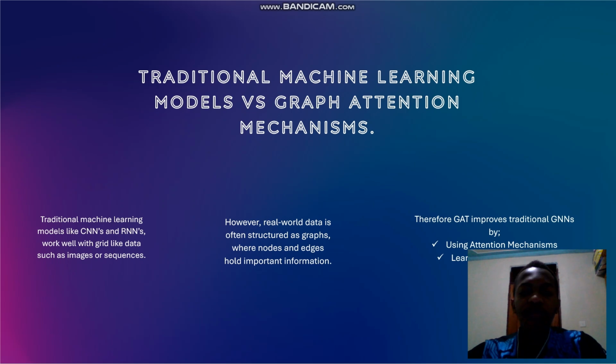networks were introduced to improve upon the traditional machine learning models like the CNNs and RNNs, as we have talked about, by using attention mechanisms to assign adaptive weights, then learning more meaningful representations of graph structured data. And this makes graph attention mechanisms particularly useful for applications where relationships and interactions matter, such as social media analysis, fraud detection, and drug discovery, as we shall talk about them in one or two of the next slides.